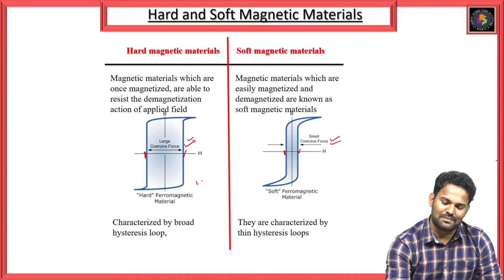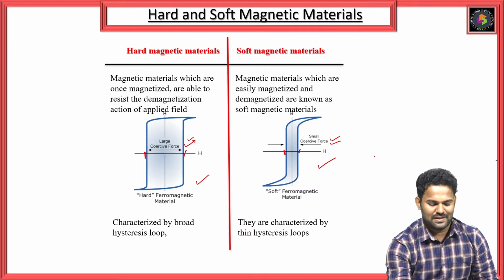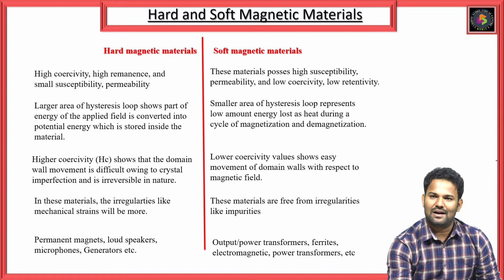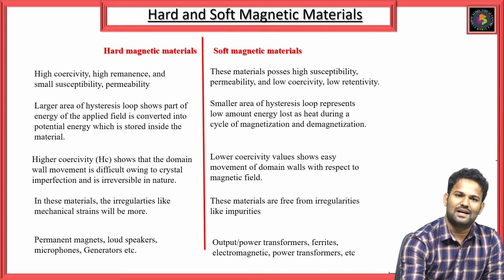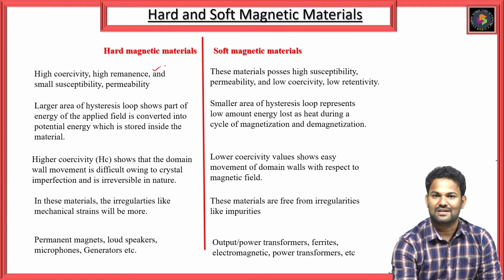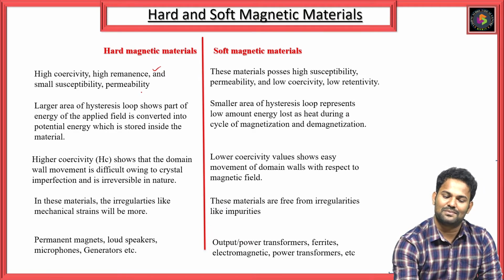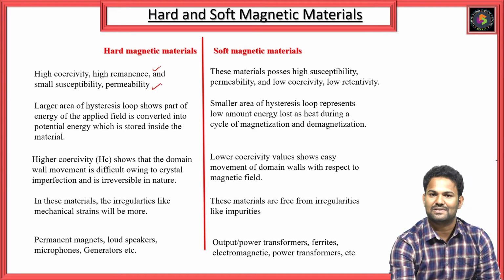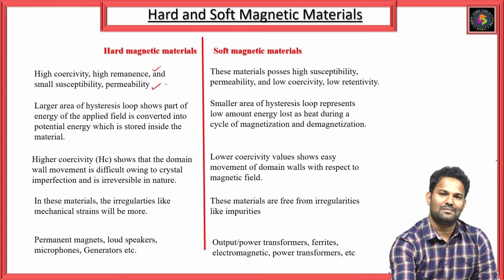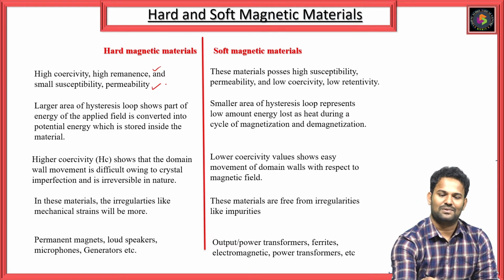So these are characterized by the broadness of the hysteresis loop. Similarly, both soft and hard nature can be characterized by the broadness of the hysteresis loop. For example, in hard magnetic materials, the coercivity is a high value. According to the previous hysteresis topic we discussed, we observe high coercivity, high remanence, and small susceptibility and permeability values for hard magnetic materials. These materials are used for generators, loudspeakers, and the like.